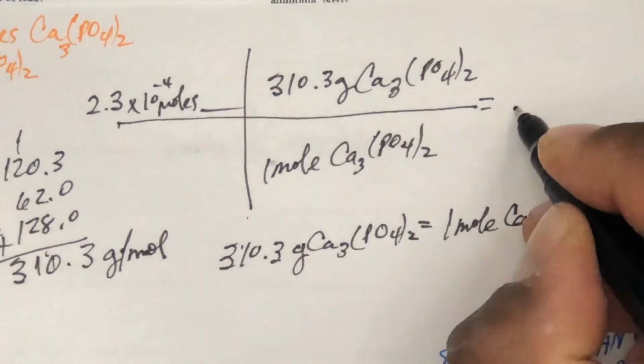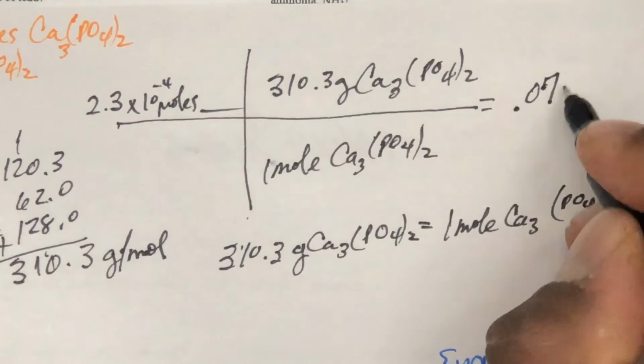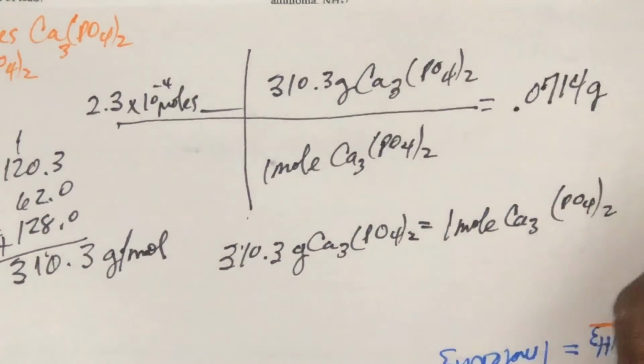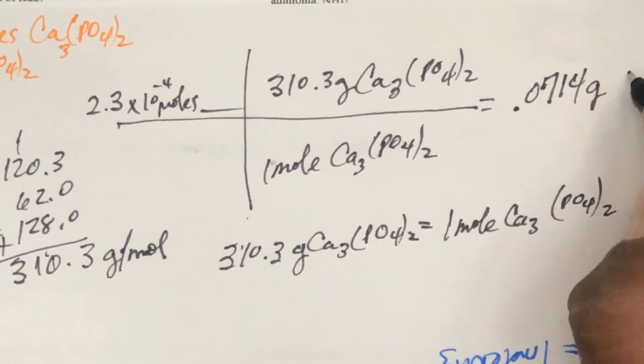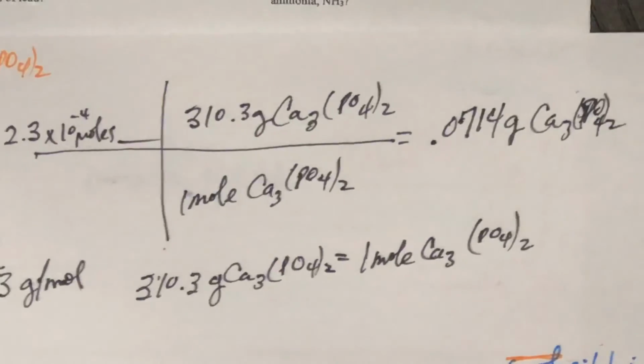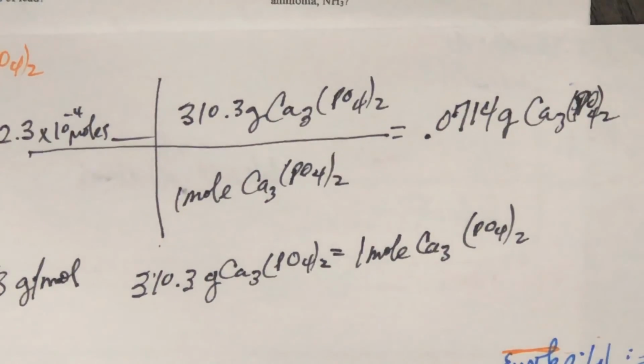You end up with 0.0714, and these are going to be grams of calcium phosphate. Okay. That's 14.